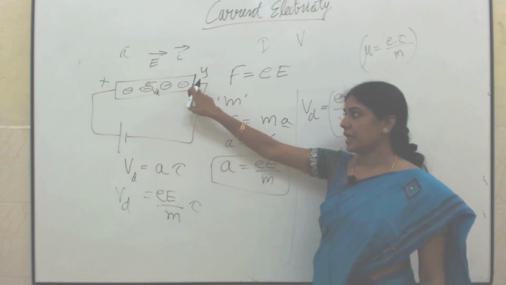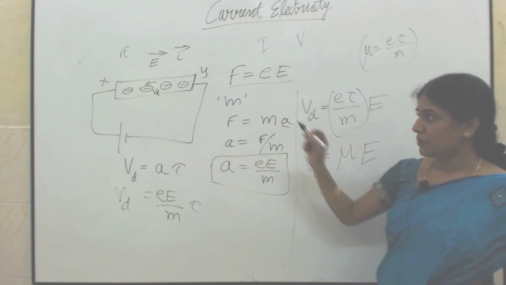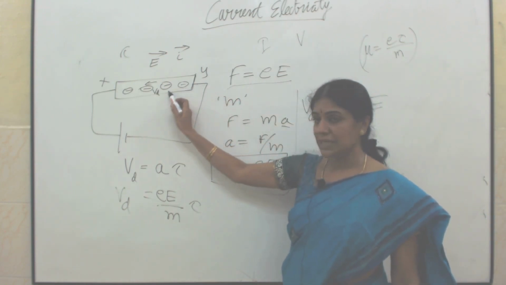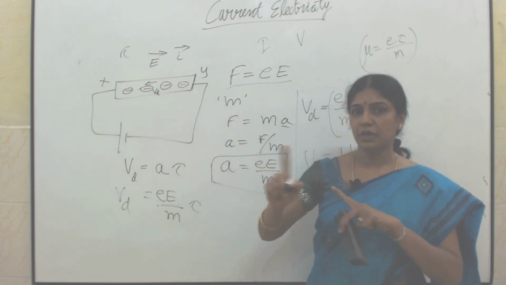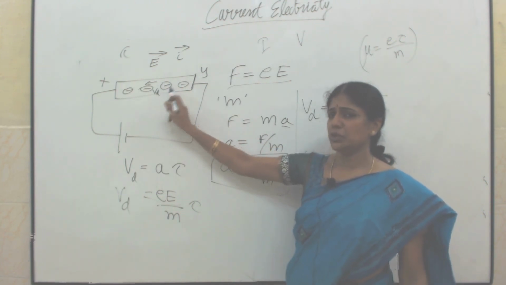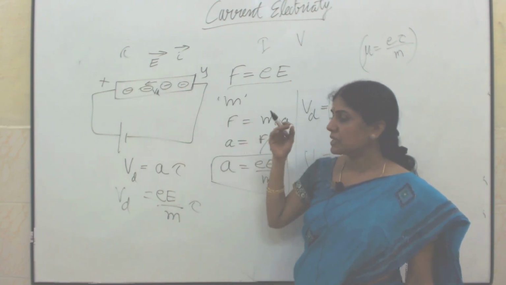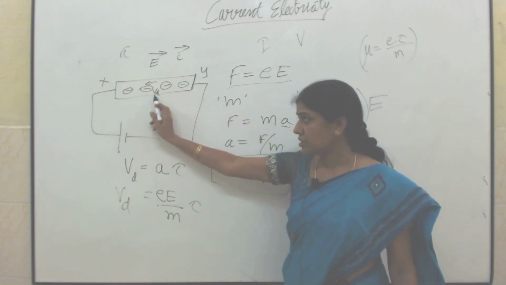At this end Y, the electrons will gain some force which is equal to eE. Because of this, they will be moved in this direction towards the positive terminal. When they move like this, they will collide with each other or with the ions of the conductor. During each collision, what happens? They will be drifted in this direction with a constant velocity.